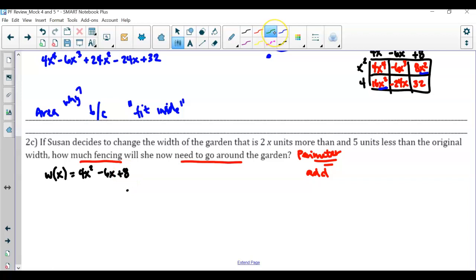Now, let's take a look at the changes. We need 2x units more than. So more, meaning we're adding 2x's.